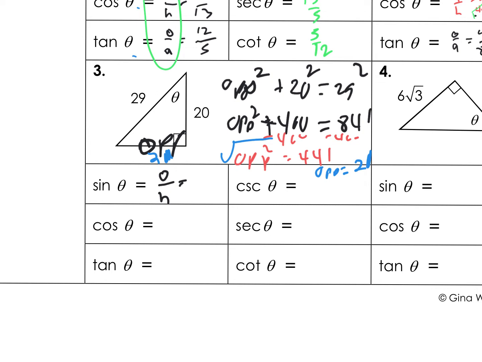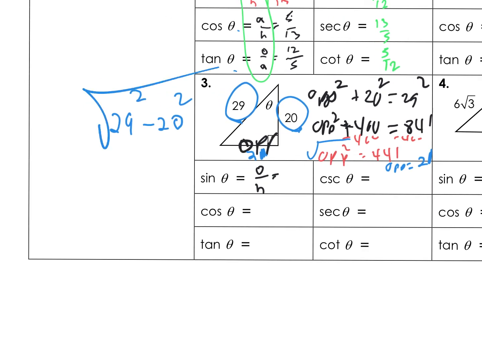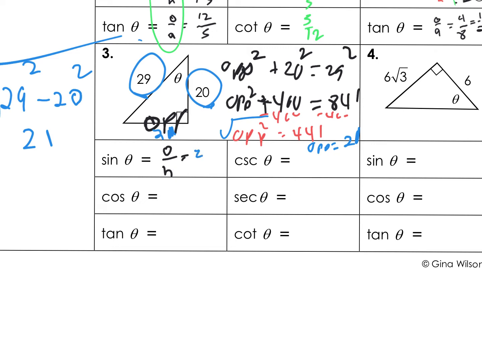The shortcut. If you're listening, this will save you some work. You could literally pick up your calculator and say 29 squared minus 20 squared, take the square root. And that gave us 21. All right, moving on. Opposite is now 21. Was that the exact answer or rounded? It's exact. I'm glad they gave me an exact one.